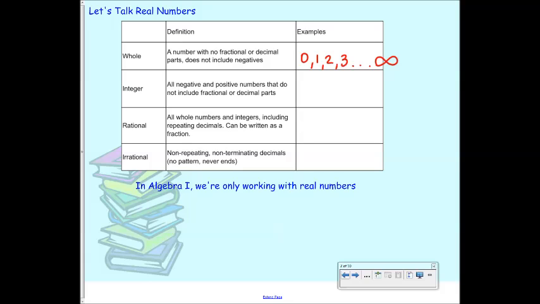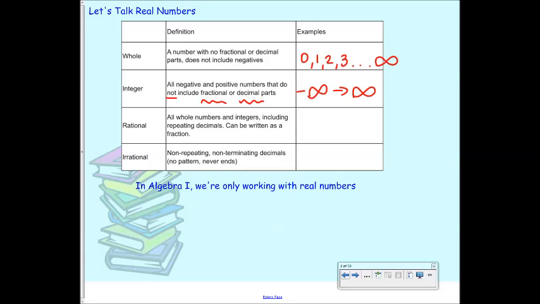What does include negatives? Integers. So integers are all the negatives and all the positives that don't have decimals and fractions. Okay, so they go from negative infinity to positive infinity, but they do not include fractions or decimals. So it's all the whole numbers and their opposites, basically. So 5 and negative 5, 6 and negative 6, 7 and negative 7. No fractions and decimals. Still no fractions and decimals.